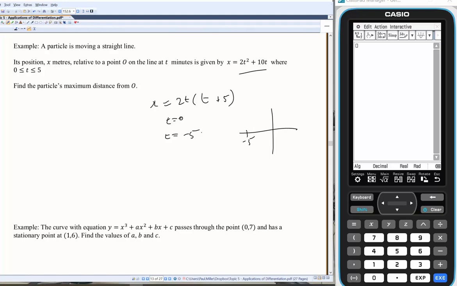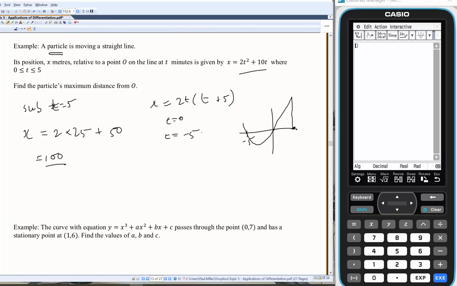Okay, so what's going to happen is we've got an upright parabola. It's going to go through negative 5 and keep increasing. So interestingly, this is not one where the stationary point is included. So I'm going to sub in t equals 5. X is equal to 2 times 5 squared is 50, plus 5 times 10 is 50, which is equal to 100. So that's the maximum distance from the origin.